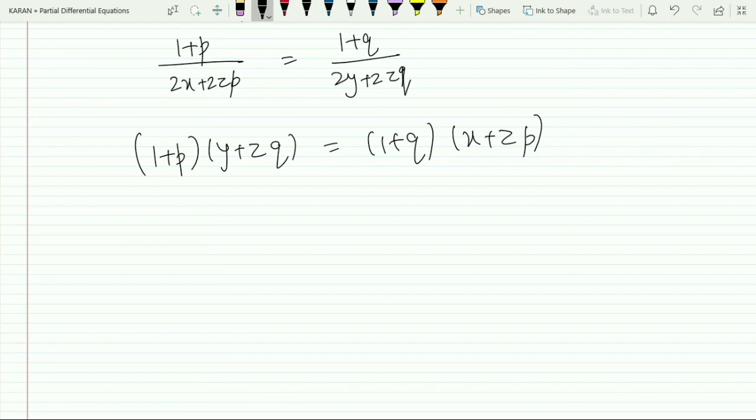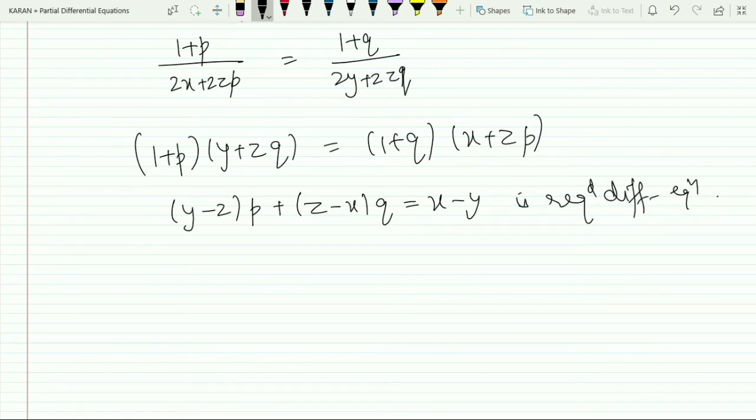So you can just club the terms and you will be getting a final differential equation, which will be (y − z) into p plus (z − x) into q equals x minus y. So this will be the required differential equation.